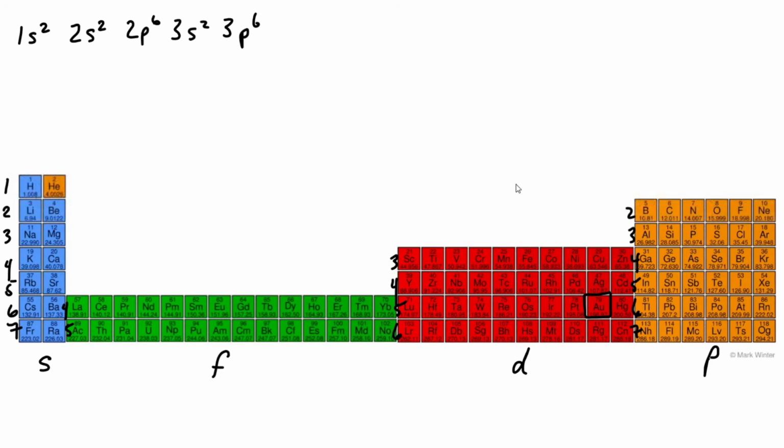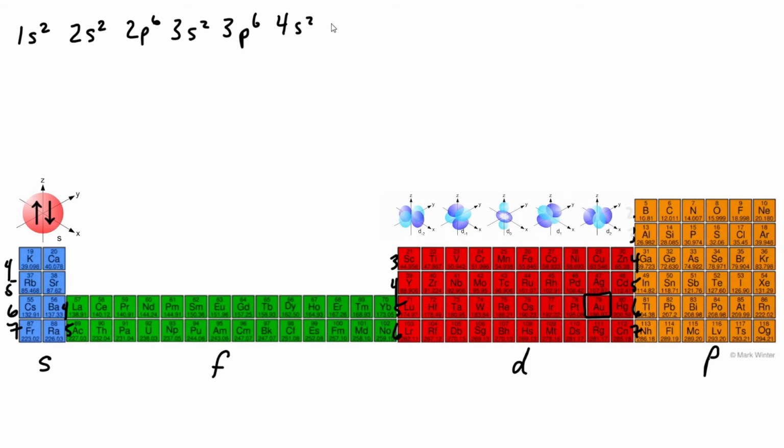Okay, and then the next one we run into isn't 3d at scandium, but the next one we're going to run into is 4s at potassium. So that's the next one we write, 4s2, then 3d, and we haven't said it yet, but there are 5 d orbitals, each with 2 electrons. So we have 1, 2, 3, 4, 5, 6, 7, 8, 9, 10. And again, it's full on our way to gold, so we have 3d10.